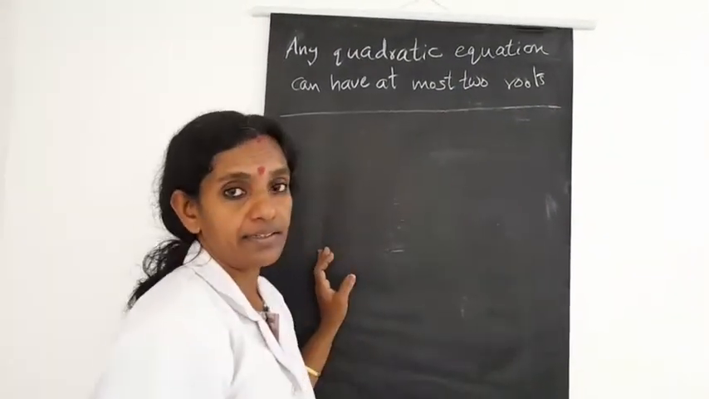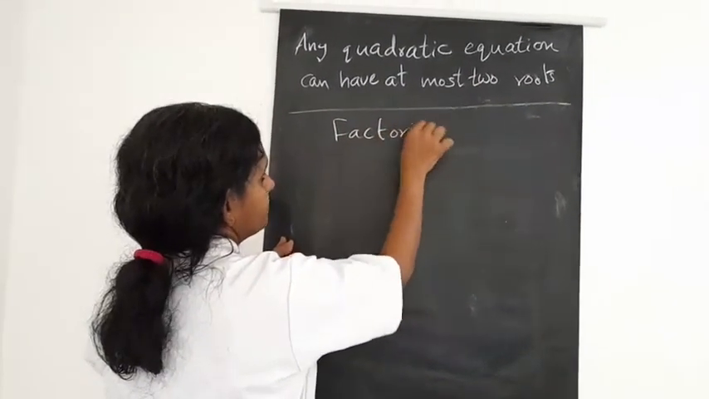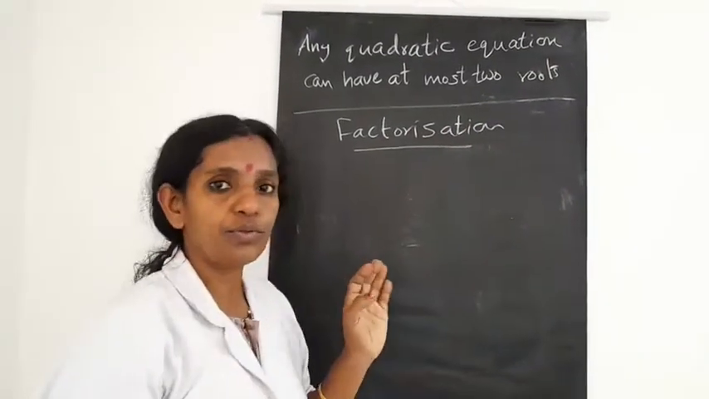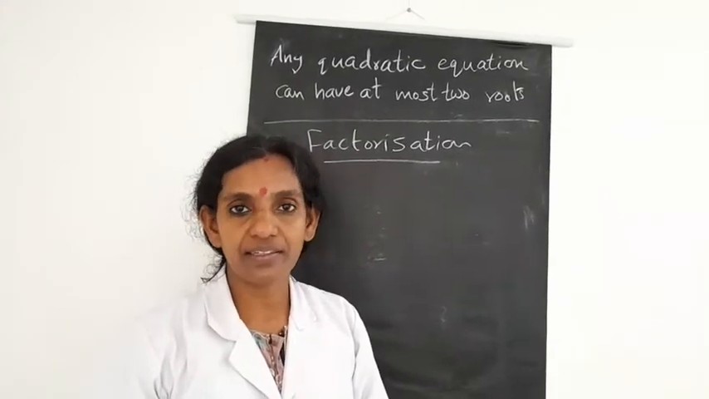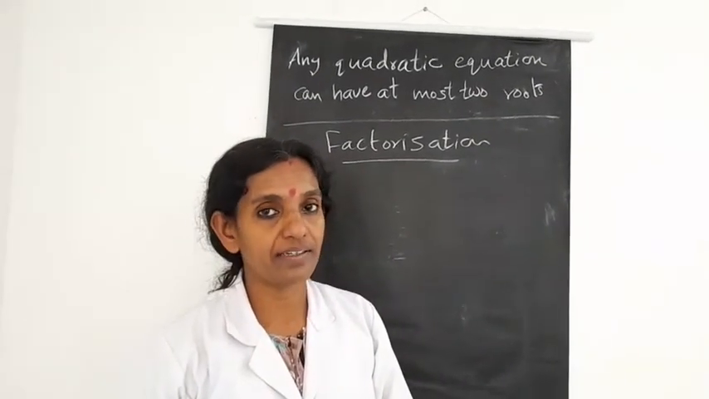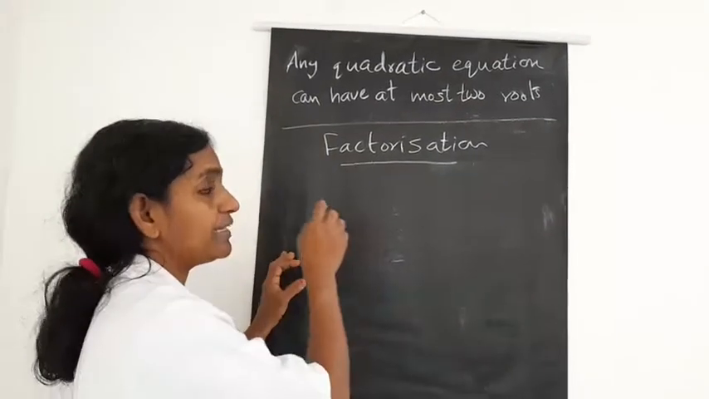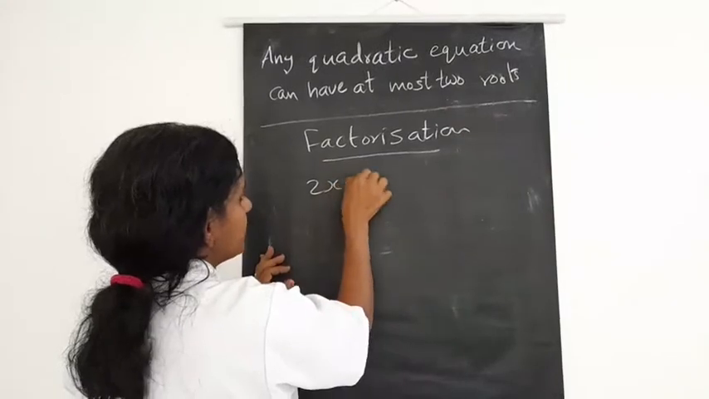The first method is factorization. That you have already studied in 9th class, and also in the polynomials chapter you have applied that. Splitting middle term method, do you remember? Just before that, let us see how we can find the solution of a linear equation. Suppose 2x plus 5 equal to 0.